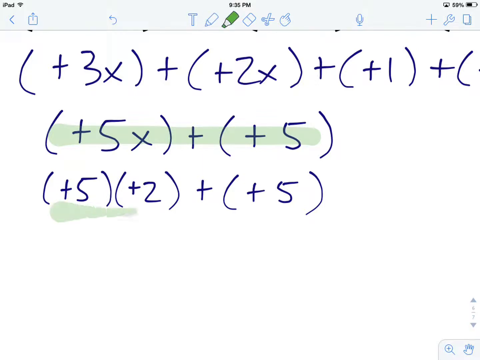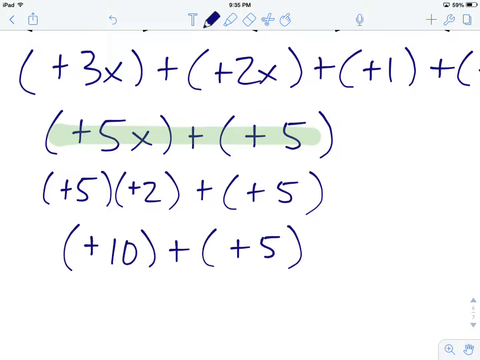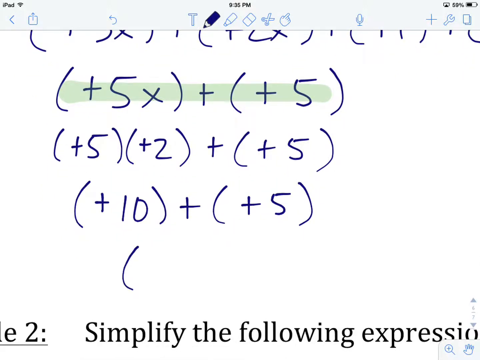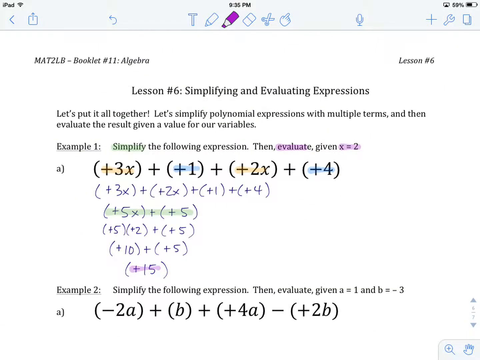So here we have a little bit of multiplication happening right here, a plus 5 times plus 2. So when we do that little bit of mathematics, we end up with a positive integer times a positive integer is going to give me a positive product, and 5 times 2 is 10, plus positive 5. So now the multiplication is finished, just addition remains here for me, so we're adding two positive integers. That means my answer will be positive, and 10 plus 5 gives me 15. So there is my evaluated answer, and I'll highlight that in the evaluated color.